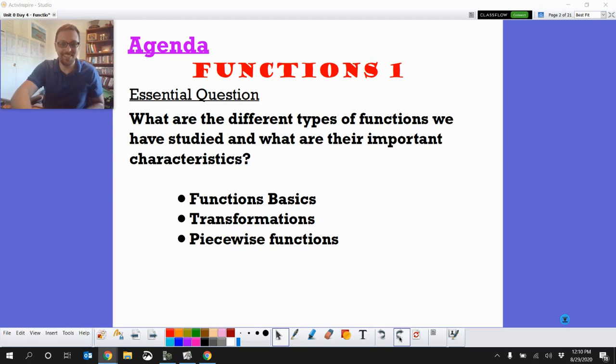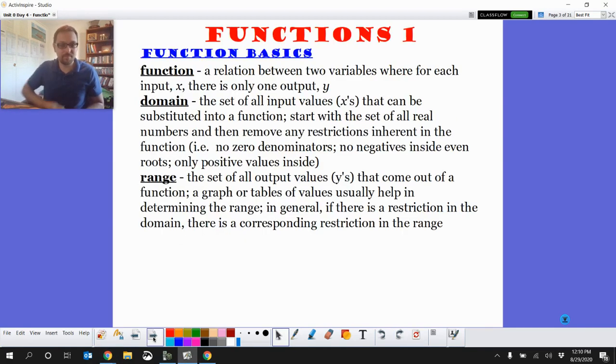All right, so getting going. Some basic things about functions. The idea is that you put one in, you get one out. That's the main thing. Domain is the thing that you put in. Range is the thing that you get back out. So for domain, you want to watch out for things like zeros in the denominator. You don't want negatives in square roots, and logarithms can't take zero or negative, so only positive values.